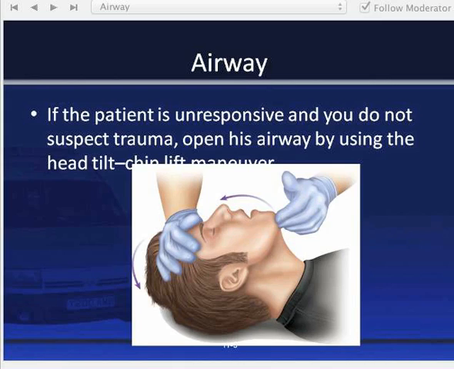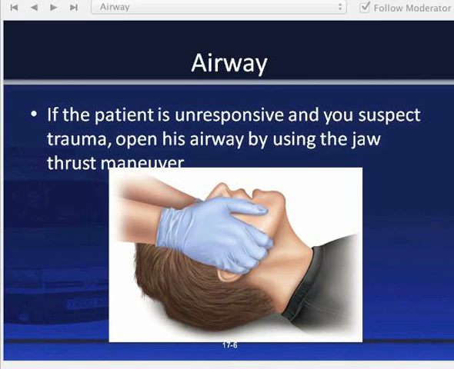If the patient is unresponsive and you do not suspect trauma, open the airway by utilizing a head tilt chin lift maneuver. If the patient is unresponsive and you do suspect trauma, open the airway utilizing a jaw thrust maneuver.